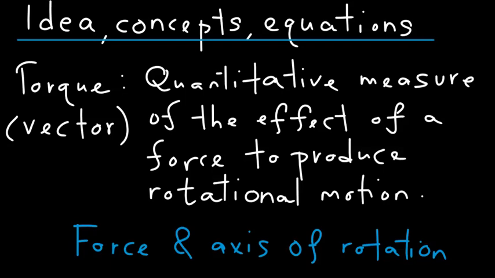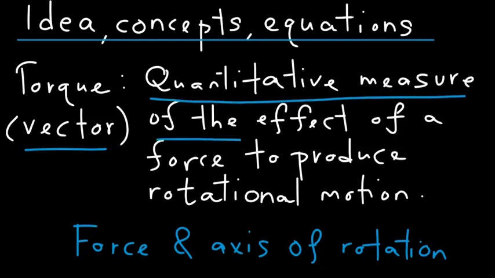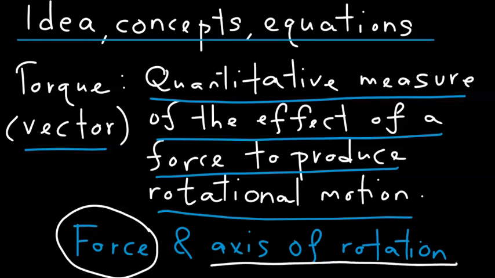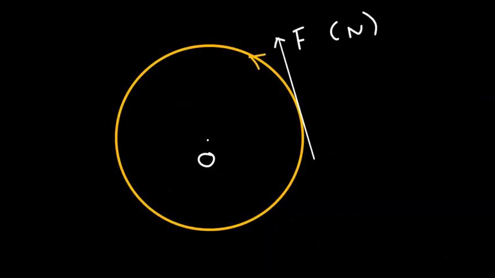Torque is a vector, so it has both magnitude and direction. It can be viewed as a quantitative measure of the effect of a force to produce rotational motion. So in order to define torque, we need two main ingredients. The first one is the force, and the second, because it involves rotational motion, we need to define the axis of rotation. Let's look at the following model.